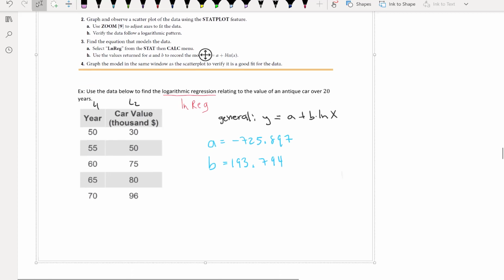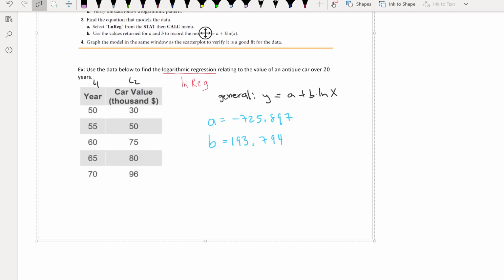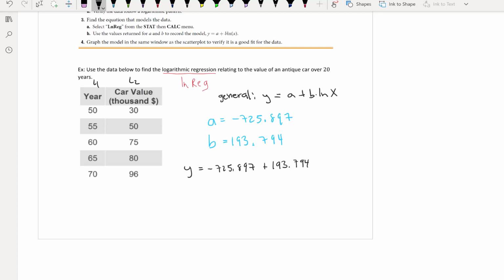So now I'm going to rewrite my general equation. So I have that y is equal to that A value, which is negative 725.897, plus 193.794 ln of x. And that is going to be my final answer. Okay, so that's it for this section.